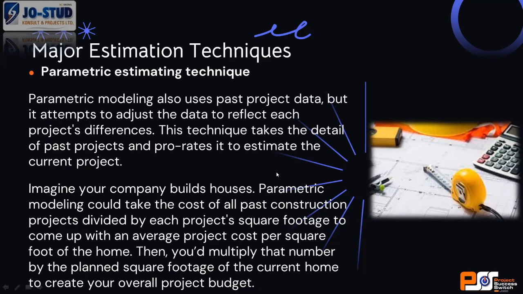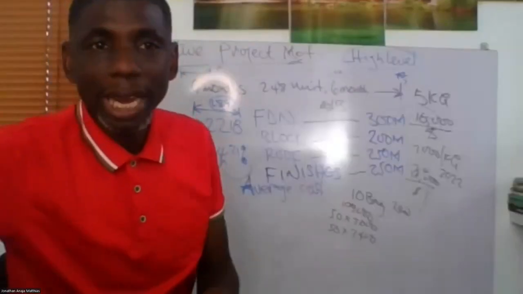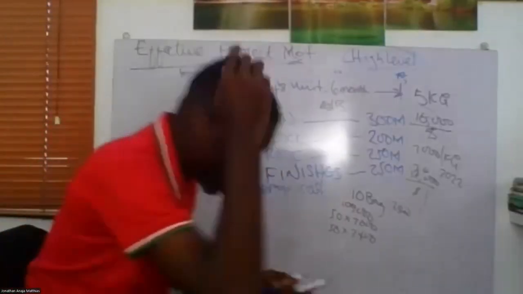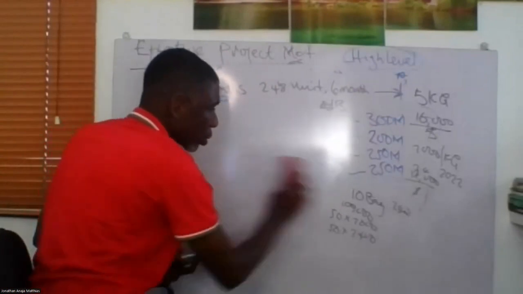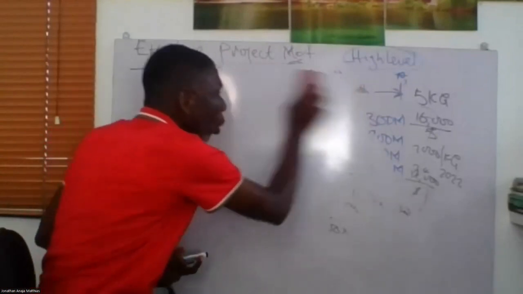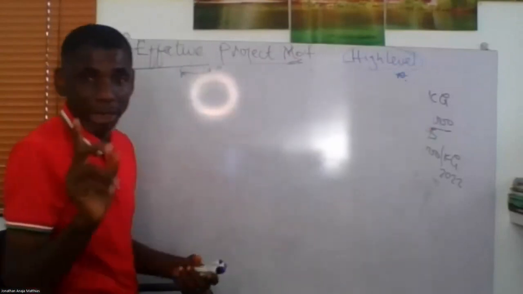I'm thinking of a live project to use as an example now. Okay, so let me unshare my screen. Let me unshare my slide so that you can look at the board a bit. Like I said, parametric estimate uses past record. Analogous also uses past record, but this is the difference.